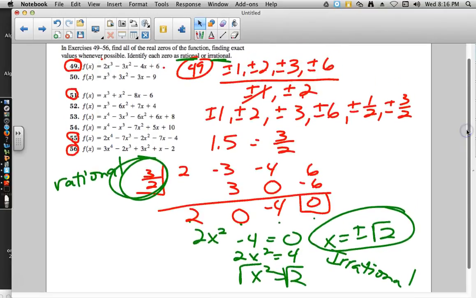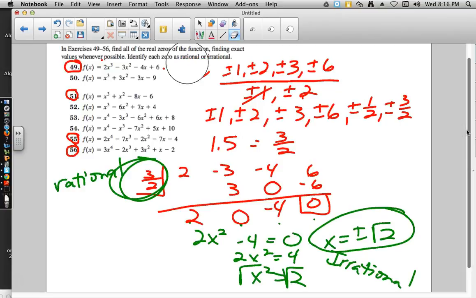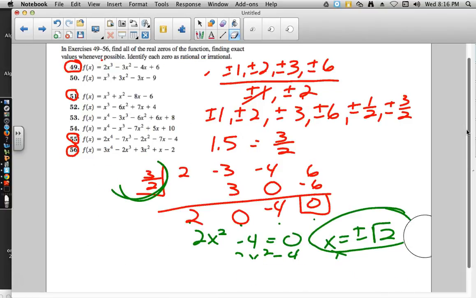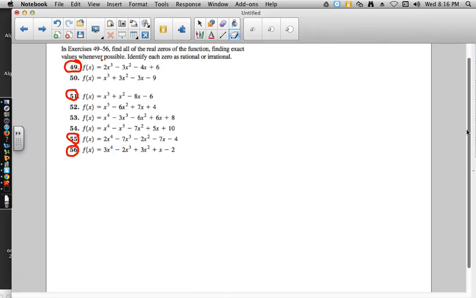I'm going to have to do some erasing here because you had several of these, which again makes me think you just did not get this far in class. So number 51, we'll go through the possibles.